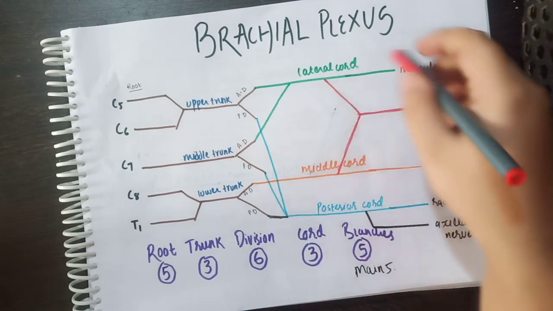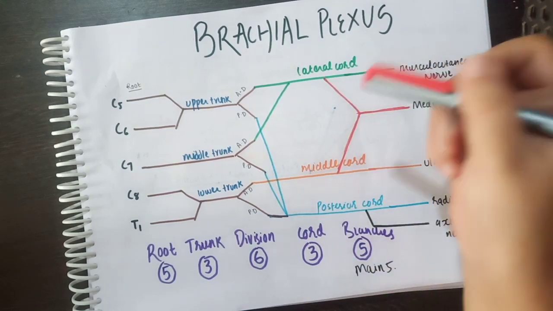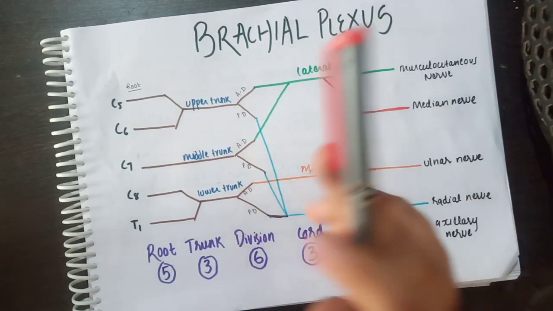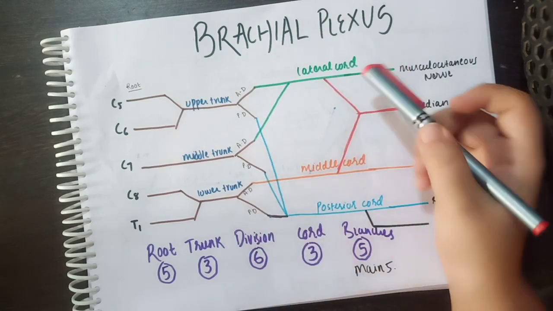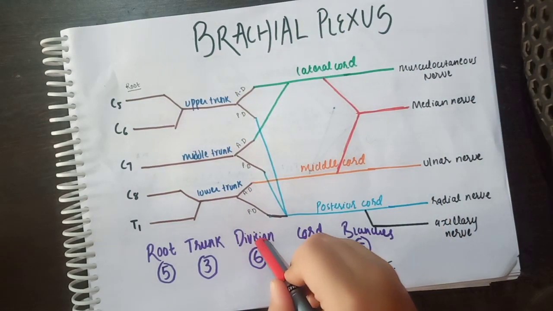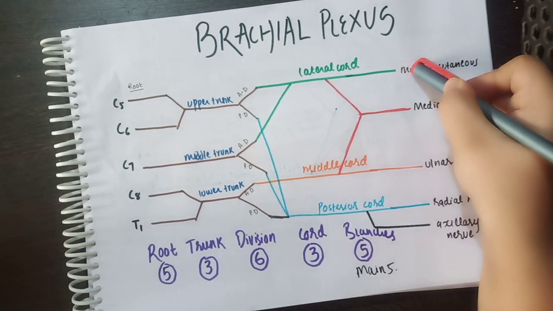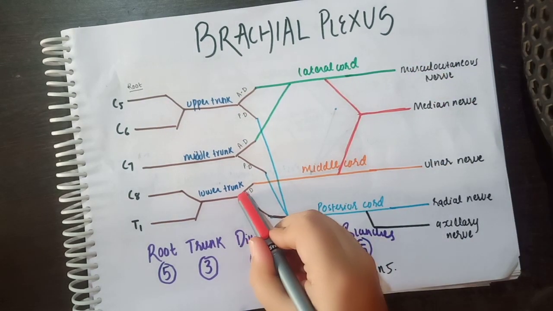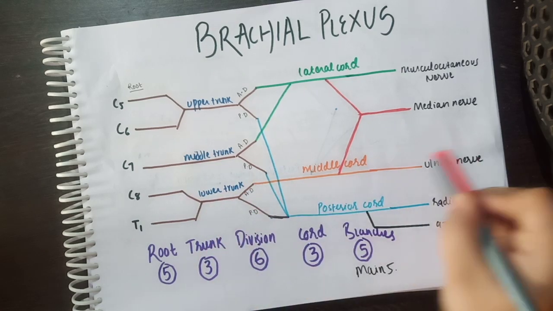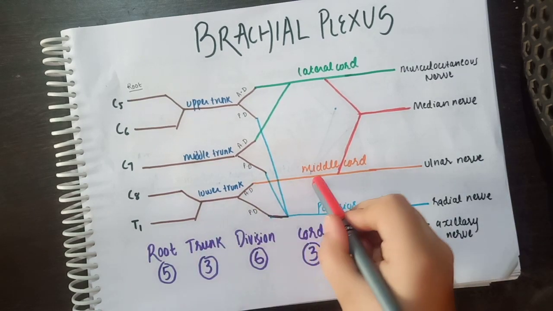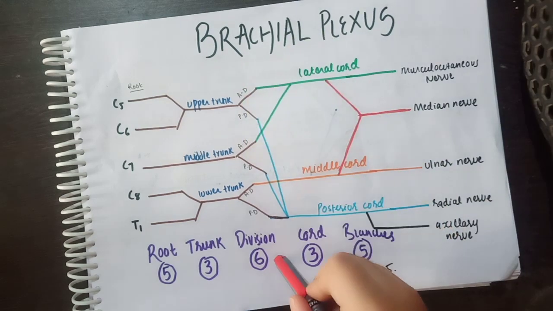Now this complicates here, but I'll make it very easy for you. First we have to focus only on the anterior divisions. The anterior divisions of the upper trunk and middle trunk combine to form the lateral cord, right? And the anterior division of the lower trunk simply forms the medial cord. It does not combine with anyone. Now we are done with all the anterior divisions.